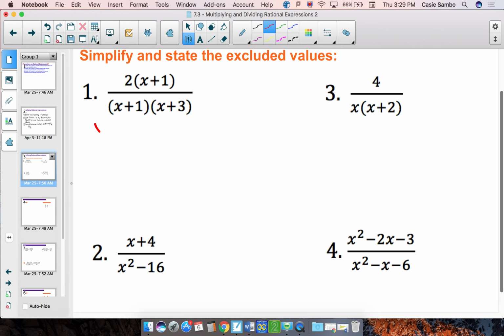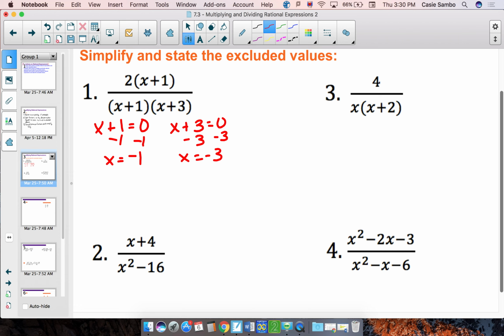So we are going to say x plus 1. If x plus 1 equals 0, we have a problem. And if x plus 3 equals 0, we have a problem. If we solve that, that means that we have a problem at x equals -1 and at x equals -3. That's where we're going to be undefined with our function or with our expression. So those values have to be excluded.